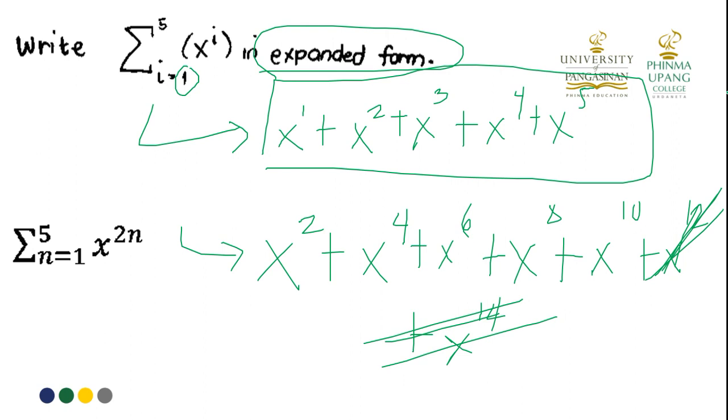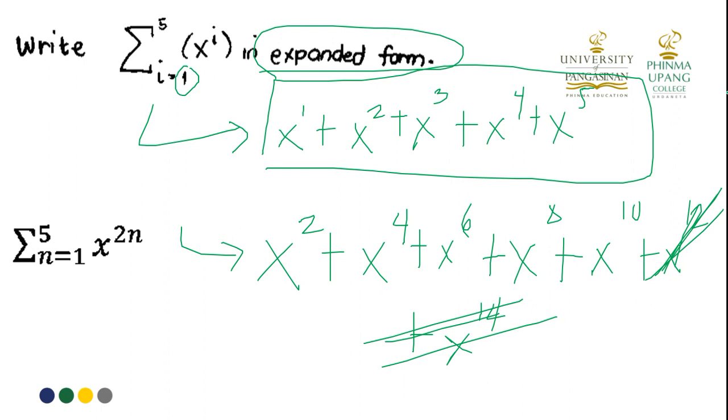So, the answer here is x squared plus x to the fourth plus x raised to 6 plus x raised to 8 plus x raised to 10. Malinaw ba yun? Yes, sir. Sir, paano siya naging 2? Because if you're going to substitute the value of your index, which is 1, to the exponent, the answer is 2. 2 times 1 is 2.